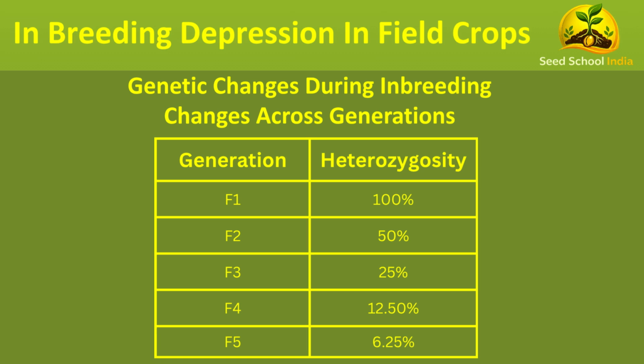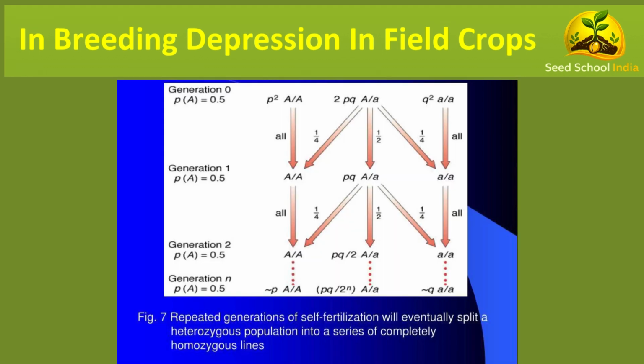Starting with 100% heterozygosity in the F1 generation, it declines to 50% in F2, 25% in F3, 12.5% in F4, and continues to decrease with each subsequent generation. This progressive increase in homozygosity explains why repeated selfing results in greater expression of harmful recessive genes and more severe inbreeding depression.